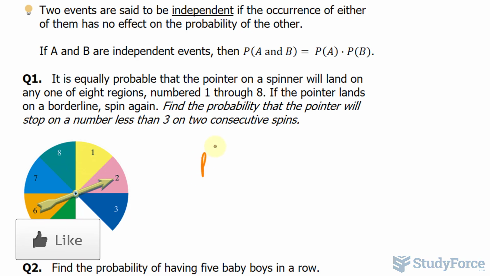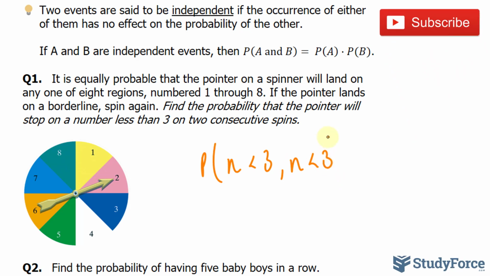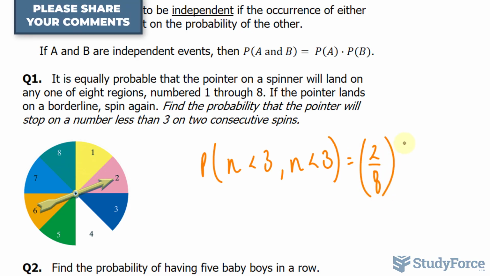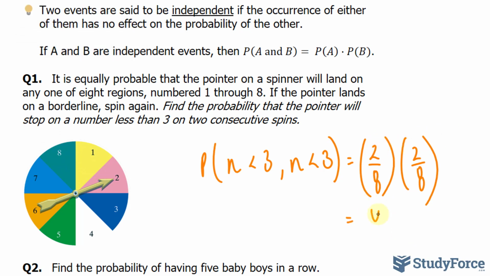So we'll write down the probability of spinning a number, let's call it n, that is less than 3 on the first spin, and the probability of spinning it again on the second spin is equal to, well, let's count. Since there are 8 parts here, there are 2 numbers that are less than 3, 1 and 2. So we have a 2 in 8 chance on the first one. And on the second spin, we also have a 2 in 8 chance. We'll multiply these two. So multiplying 2 times 2 is 4, 8 times 8 is 64. And reducing this down, we end up with a fraction that's 1 over 16.